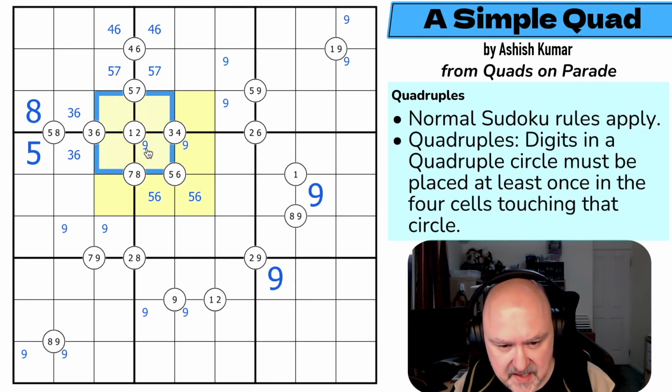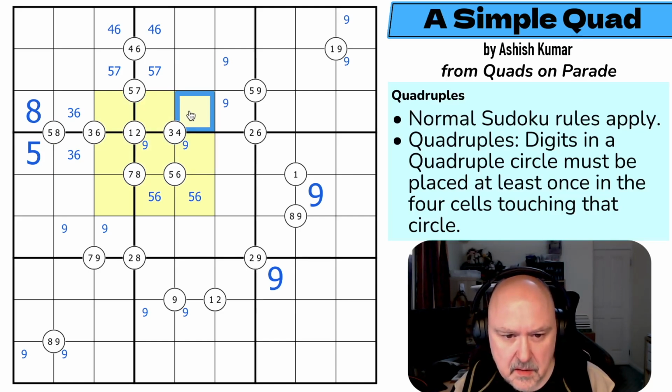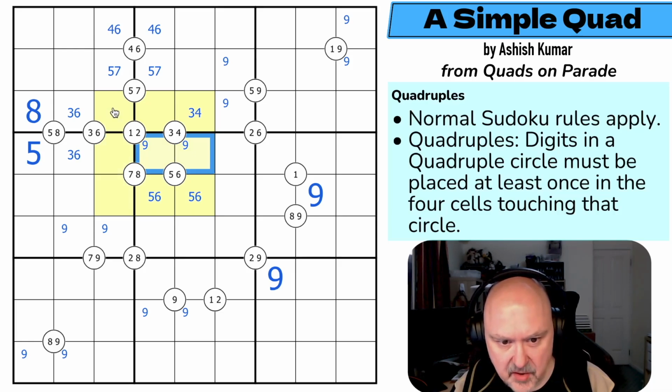1 and 2 are in here. 3 and 4 are in here. This can't be 1, 2. It could be 3, 4. It can't be 5, 6. It can't be 7, 8. It can't be 9. This can be 1, 2. It can't be 3, 4. It can't be 5, 6. It can't be 7, 8. It can't be 9. This can be 7, 8. It can't be 1, 2, 3, 4, 5, 6. It can be 7, 8. It can't be 9.